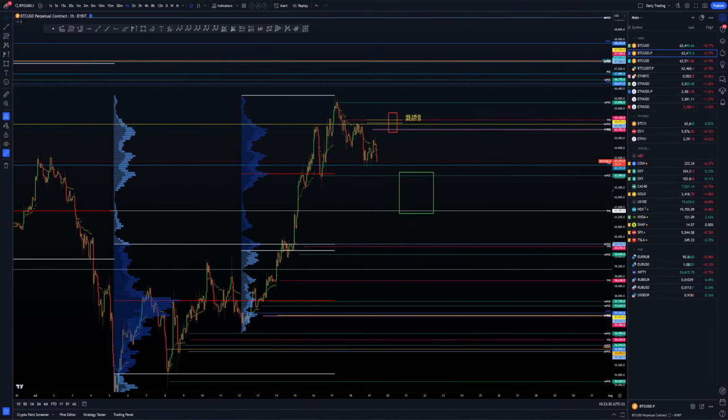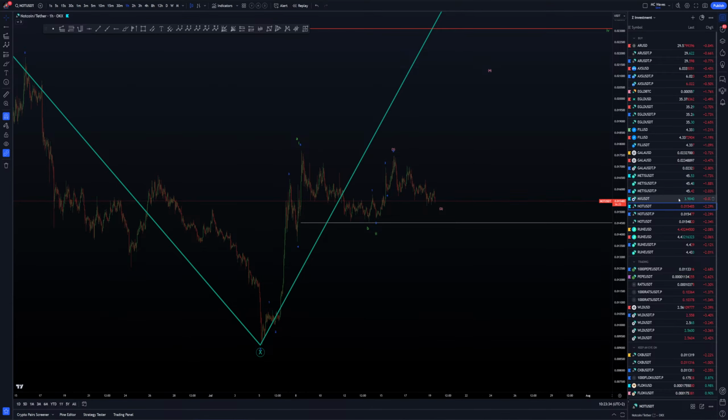What is Bitcoin doing right now? Backtesting the value low, high, low. And otherwise we're good, really.